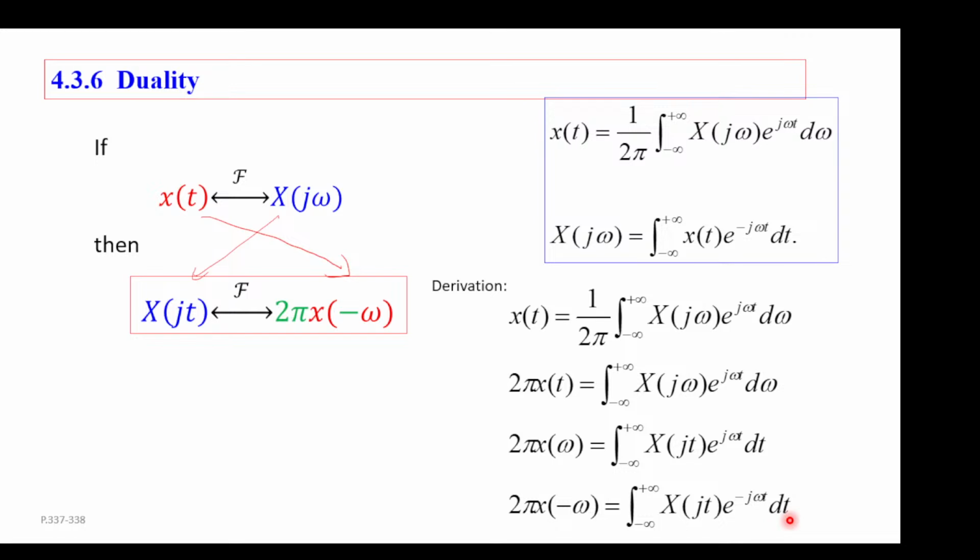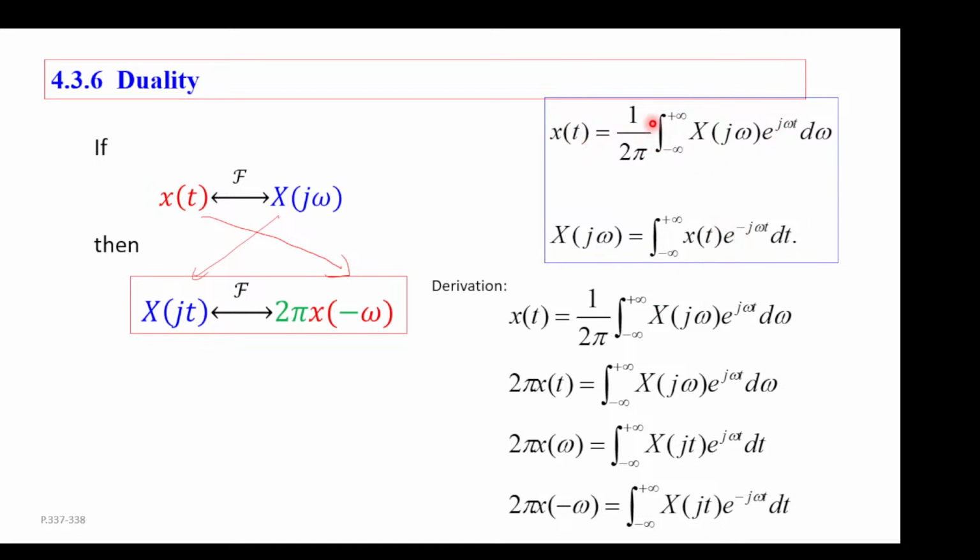And I guess we can do the derivation really quickly. So we have our Fourier transform pair here. Our x of t is a Fourier transform pair to big X of j omega. So we start from this equation, and we try to turn this equation to look like this equation.